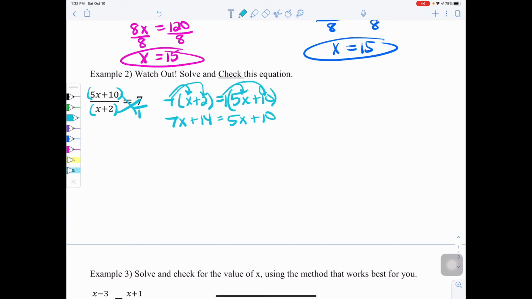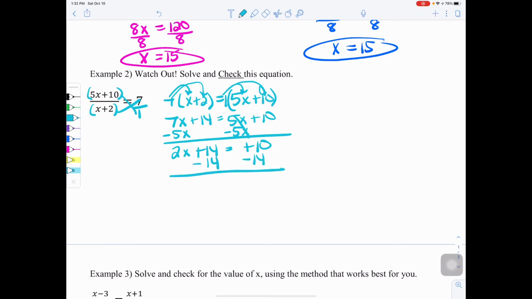I'm going to get rid of 5x by subtracting 5x. Whatever I do to one side, I must do to the other. So 7x take away 5x would be 2x plus 14 equals, these x's are gone, and I get positive 10. Next would be to start isolating x by subtracting 14 from both sides. 14's are gone. 10 take away 14 would be negative 4. I would divide by 2 and see that x is negative 2.